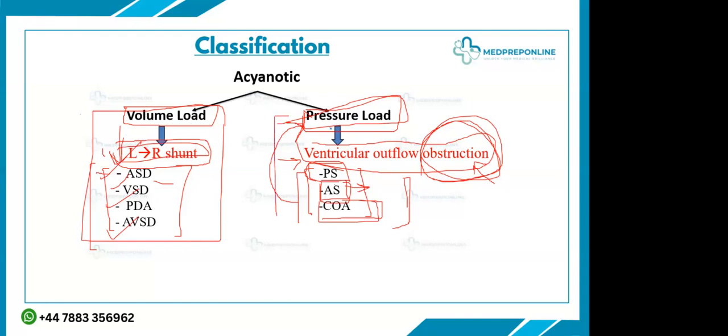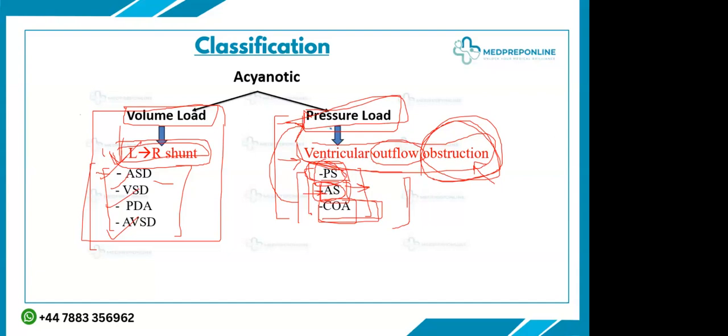Then the other group is the pressure load, which causes increased pressures in the heart. These are the diseases which cause ventricular outflow obstruction. That means the blood goes from the right ventricle to the pulmonary artery through the pulmonary valve. That is the outflow tract, and the obstruction of that will be pulmonary stenosis. Then the blood goes from the left ventricle to the aorta through the aortic valve. That will be the other outflow obstruction of the ventricles, which is aortic stenosis. And coarctation of aorta is the constriction at the level of the descending aorta.